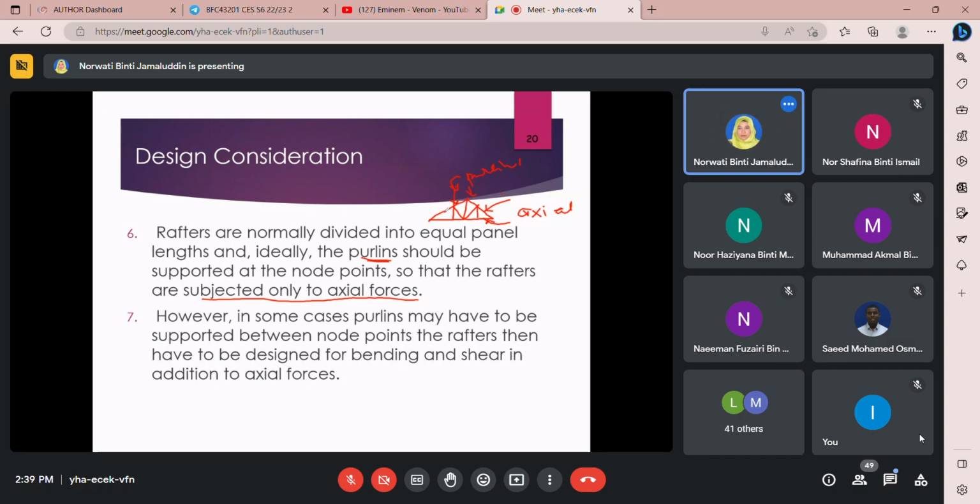Otherwise, the truss member may have to support bending. However, in some cases the purlin has to be supported between knots in the rafter. Then you have to design for bending and shear in addition to axial force. You have bending, you have shear, and axial force.